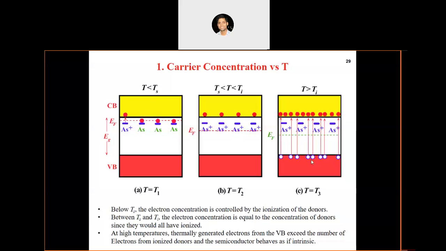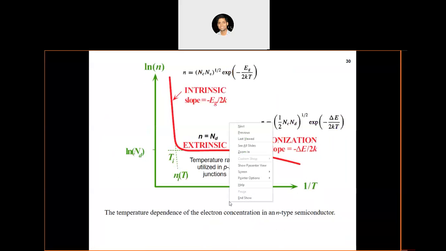Then in the last one, at very high temperatures, when the temperature is high enough so that the electrons can get excited from the valence band to the conduction band, the carrier concentration will be dominated by these intrinsic electrons, because this is the intrinsic process, the electrons coming from the valence band to the conduction band. So these are three major temperature regimes, and accordingly we can plot this sort of curve, right?